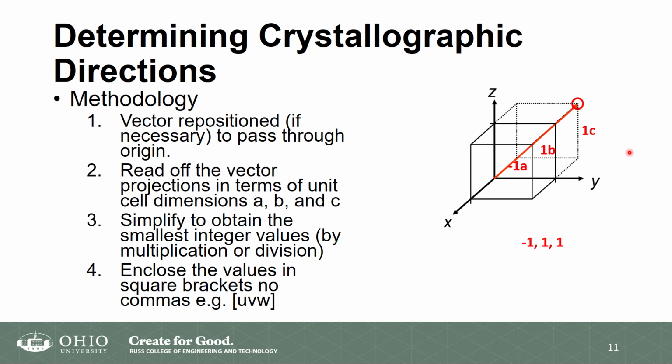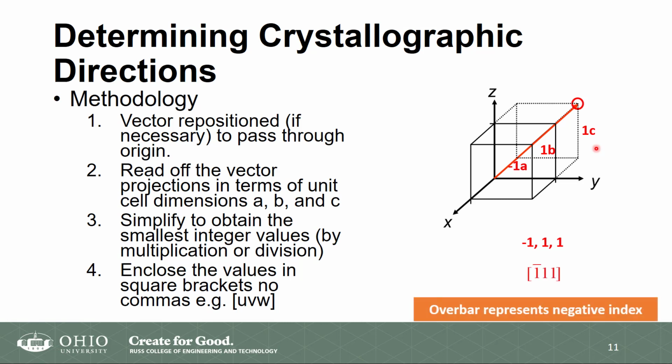So we end up with our coordinate system of negative 1, 1, and 1, which again describes this crystallographic direction based on how we moved from this origin to the head of the vector. And so we see if we need to simplify that. We don't, because all of these numbers are 1, and therefore we enclose them finally in square brackets. And so anytime you have a negative value, you would put that as an overbar. So the overbar here represents a negative index. So our Miller indices, or our indices for this particular vector, is overbar 1, 1, and 1.